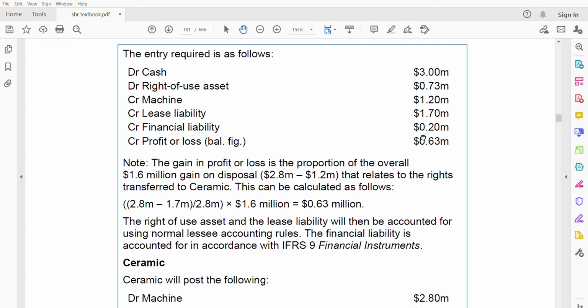So there is another way of getting the 0.63, or you could go through the balancing figure. But it's important that you understand the second method so that you can check whether it's correct or not. That relates to the right transferred to Ceramic. So this 1.6 relates to the right transferred to Ceramic. You need to know how much right you have transferred to Ceramic to find profit and loss. From 2.8 you retained 1.2, so you minus the retained part to know how much you have transferred. Because 2.8 was the fair value, so 1.6. So you have to take the proportion of it.